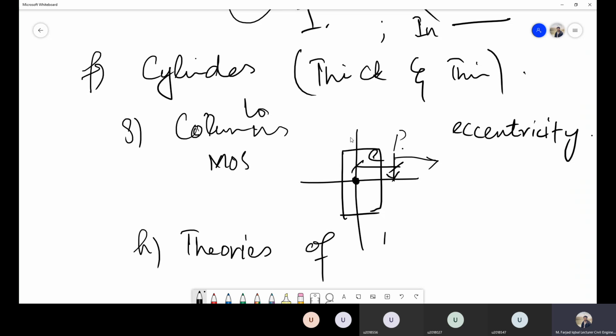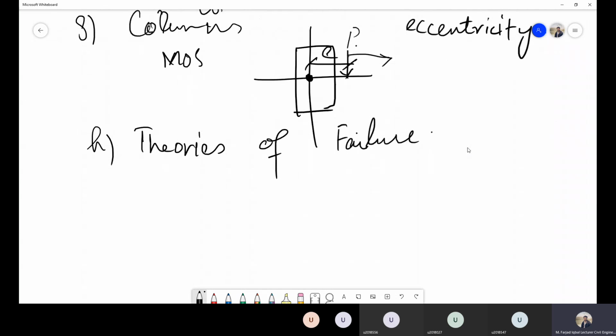These are classical theories proposed by some scientists back in the 1800s, and this is basically a theoretical topic in which we will study the criteria of failure for different elements. These include the Mohr-Coulomb theory and the Tresca yield theory, and these different scientists have proposed different criteria.